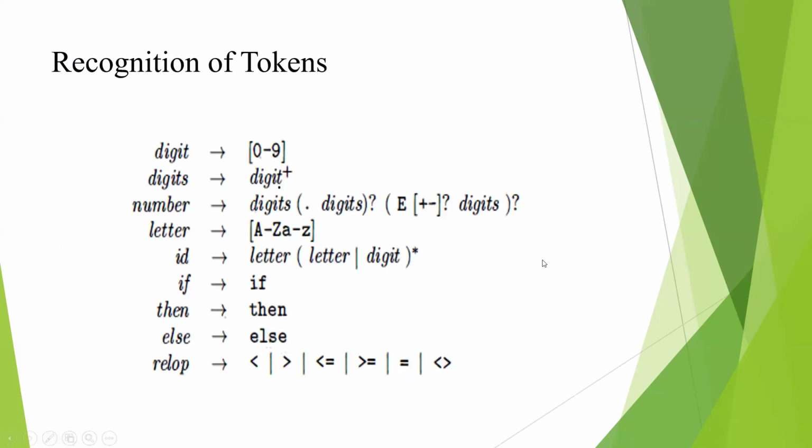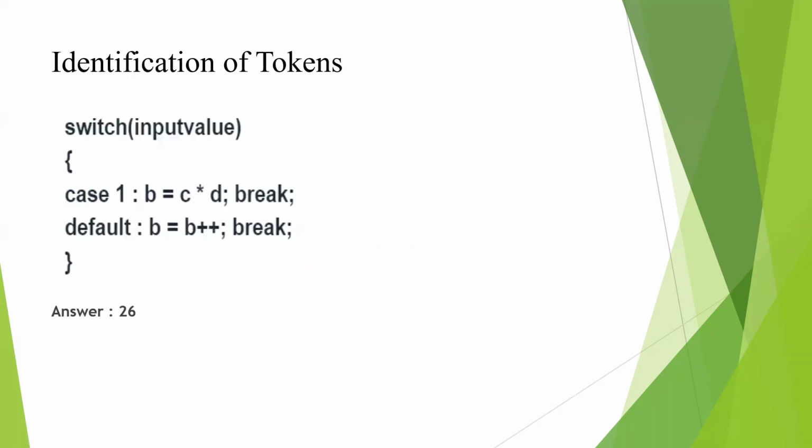Now, the next is the recognition of tokens. For the recognition of tokens, different symbols are used, that is digit, which specifies the digits from 0 to 9. With one token for each keyword, the pattern for the keyword is the same as the keyword itself. A number is specified with digits, with the dot, specified within the curly bracket. If you want to specify an ID, that can be defined with letters or digits. So these are some of the recognitions used to identify the tokens.